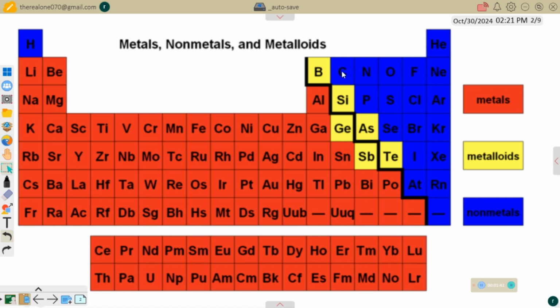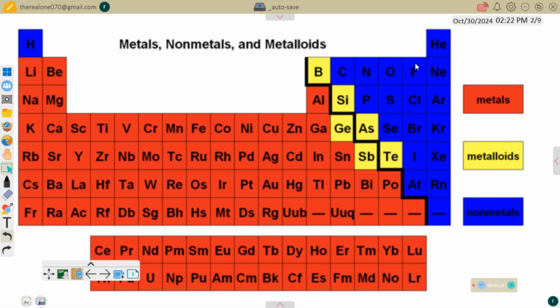Group 4 begins with carbon. So carbon is a non-metal. The other ones are not non-metals. Silicon and germanium are metalloids. Then tin and lead are metals. If we move from group 4 to group 5, we have nitrogen and phosphorus. Both are non-metals. Here we have oxygen, sulfur, and selenium, which are also non-metals.